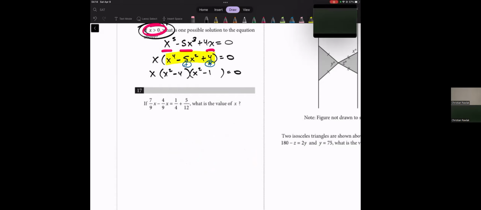So for number 17, we have 7/9 x minus 4/9 x equals 1/4 plus 5/12. And the best thing to do with this one is just say, I hate fractions, so let's get rid of our fractions. How do I do that? Well, I'm going to rewrite this, just make it a little bit bigger.